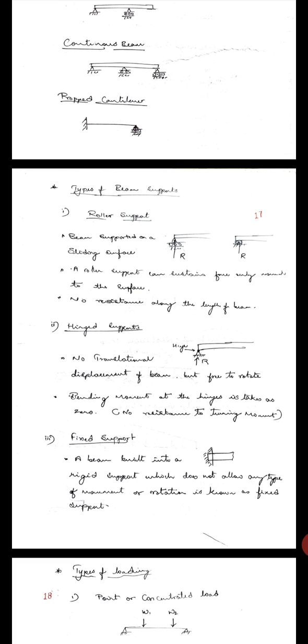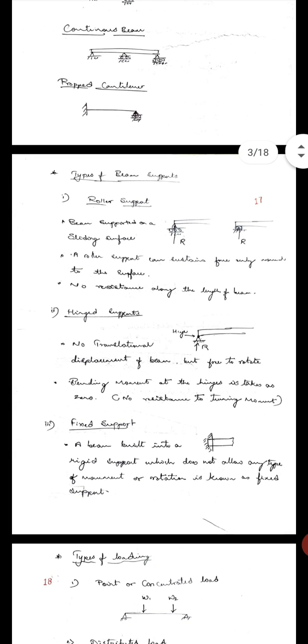Second is hinge support. In a hinge support there is no translational displacement of the beam, but it is free to rotate. Bending moment at the hinge is taken as zero, as there is no resistance to turning moment. Fixed support: a beam built into a rigid support which does not allow any type of movement or rotation is known as a fixed support.